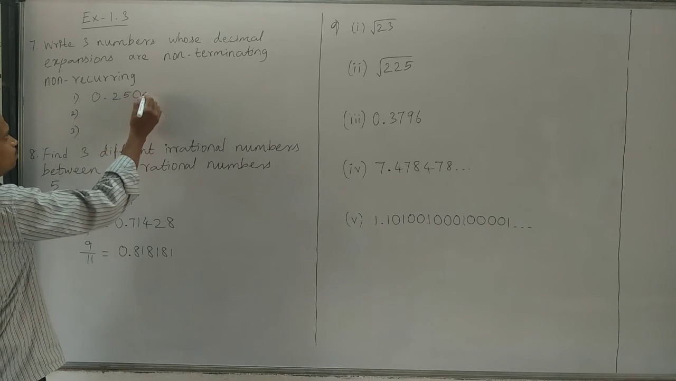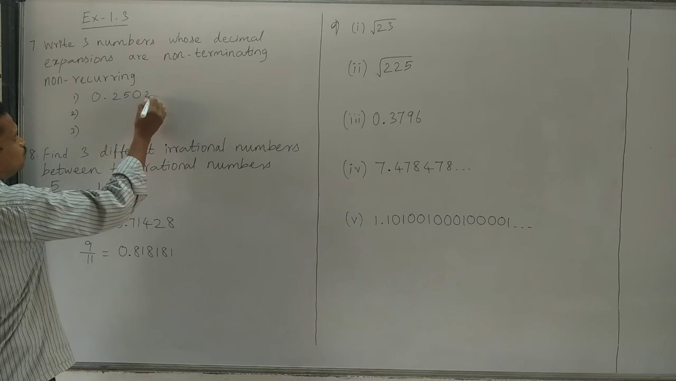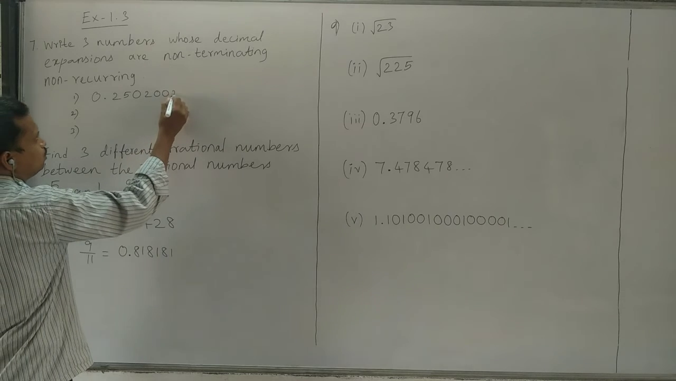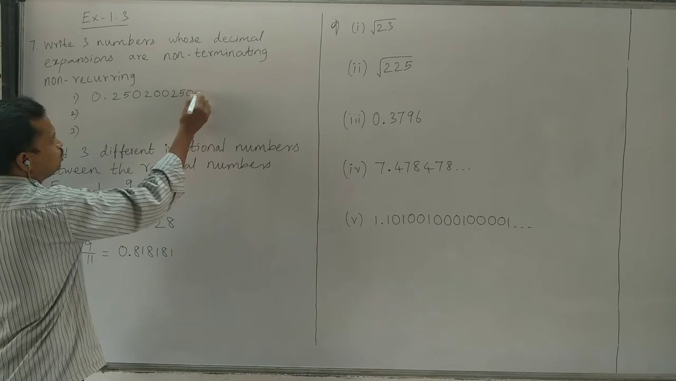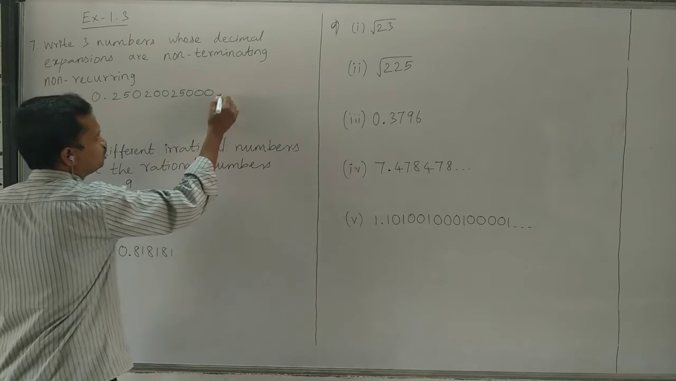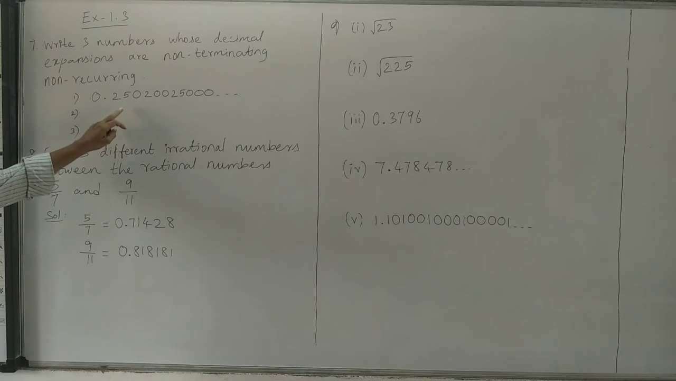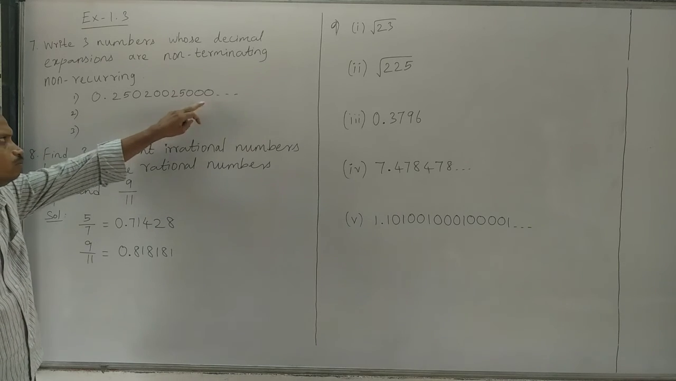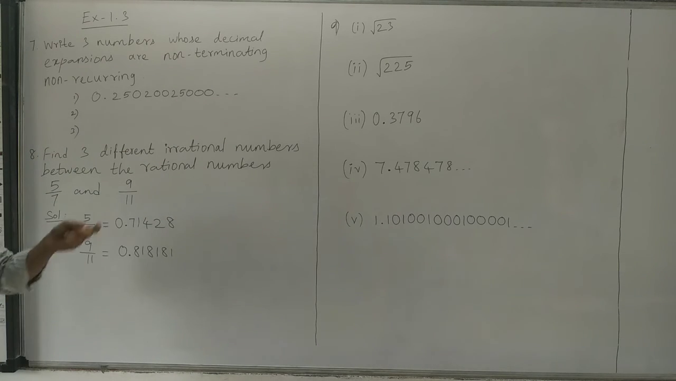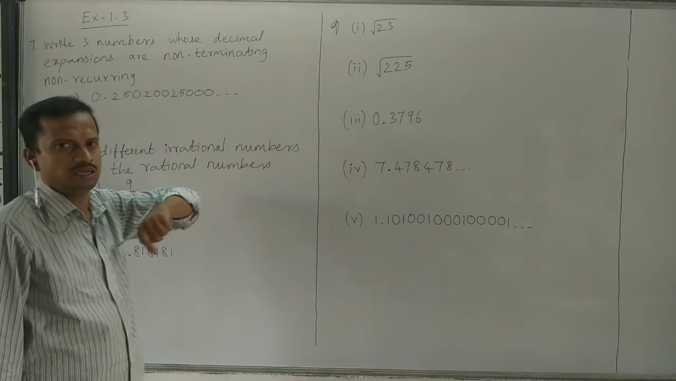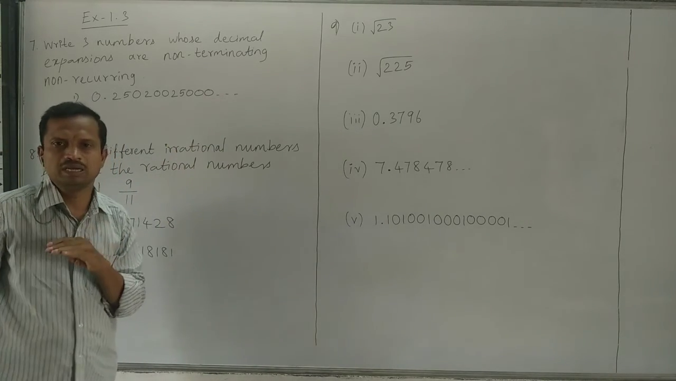First we can see any type of number: 0.250, 200, 25000, in such a way. You see here, the numbers are not repeating. 250, 200, and then 2500. So like that, it is non-terminating, but also not repeating.